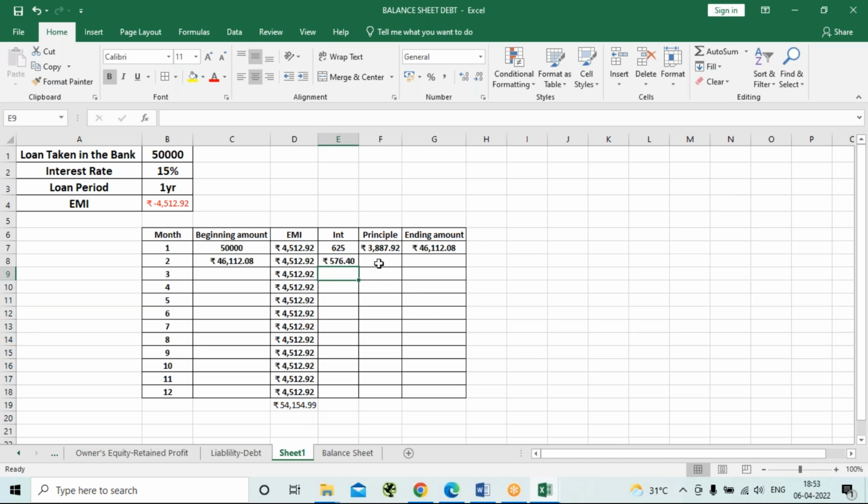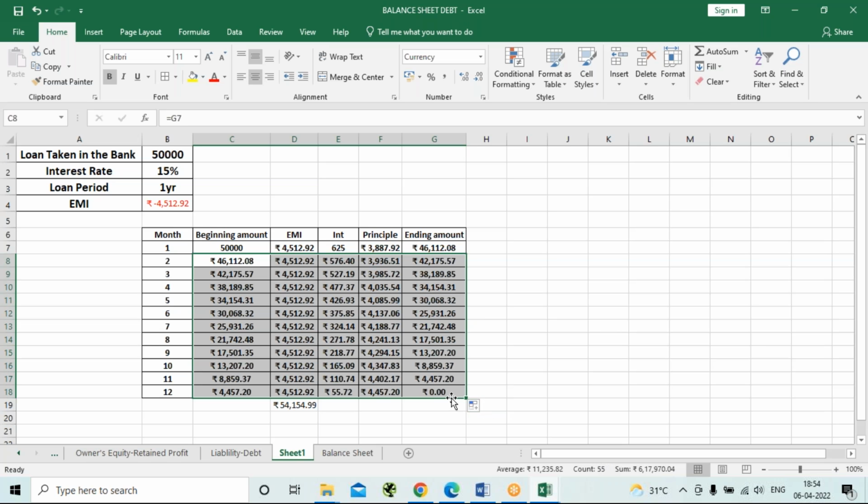Okay, and this will be equal to, sorry, EMI amount minus interest amount, and ending amount will be that month's beginning amount minus principal amount. Okay, so you have to be very clear up to the second EMI. So do the calculation properly till the second EMI. Then from the second EMI onwards, you can drag this and you can see at the end of the period, it is going to be 0.